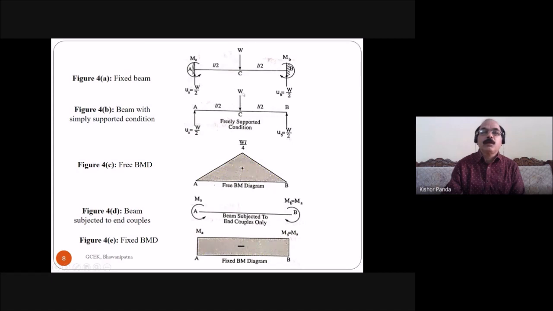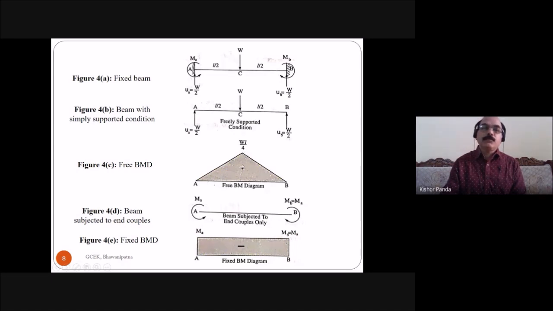If this is the load W, the reaction is W by 2, W by 2. So what is the moment here? The moment here is 0. And what is the moment at C? W by 2 into L by 2, so this is equal to WL by 4. In simply supported condition, that is the free bending moment, or simply supported bending moment, that is in strength of materials. So here the bending moment is WL by 4, and the free bending moment diagram is a triangle.